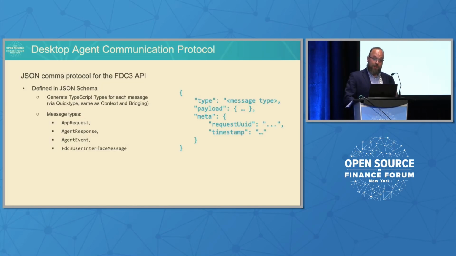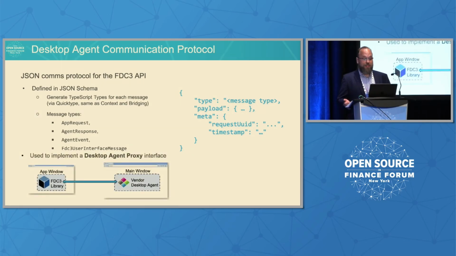The desktop agent communication protocol is basically defined in JSON or JSON schema, and that allows us to generate TypeScript types for each message for people to use in their desktop agents, which we do via QuickType in the same way that we do with context or the bridging APIs. And there's a number of different message types basically governing requests from apps to the desktop agent, the responses from the desktop agent back, a number of events that happen, for example, context being broadcast, and a bunch of messages that help you communicate with those injected user interfaces.